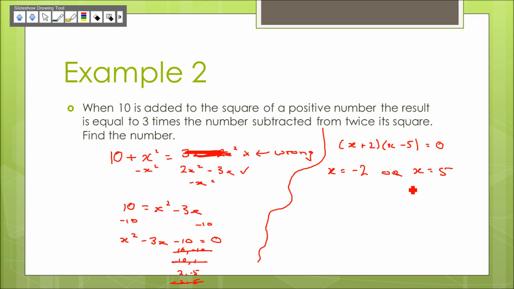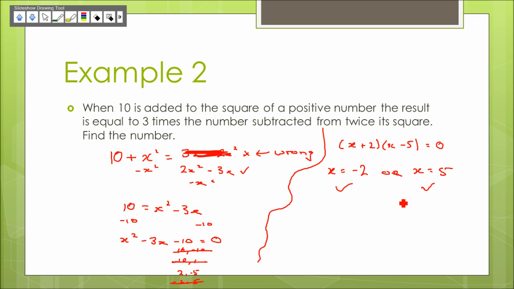Now let's have a look at our example and see if both of these answers make sense. So we're looking for a number which is added to the square of a positive number. Basically we're looking for a number. It's not relevant to time, it's not relevant to acceleration or anything like that. It literally could be either of those two numbers. If we put this into our equation, it would work.